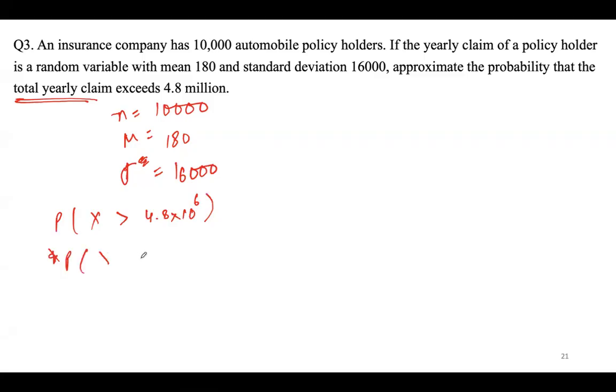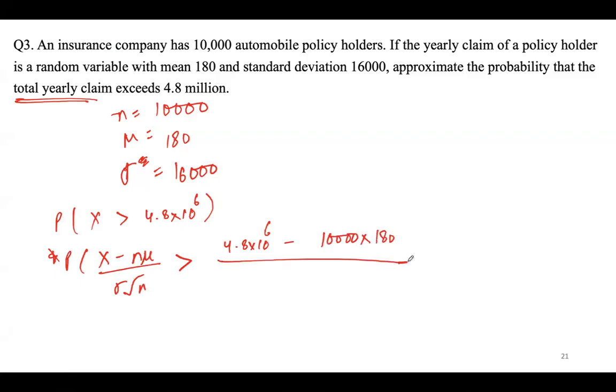So here you want n mu upon sigma root n. So it's going to be 4.8 into 10 to the power 6 minus, this is going to be 10 to the power 4 into 180, divided by sigma is 16,000, root n is 100. Okay, so you calculate it, and whatever the value is, that's going to be your answer. Okay. Does this make sense?